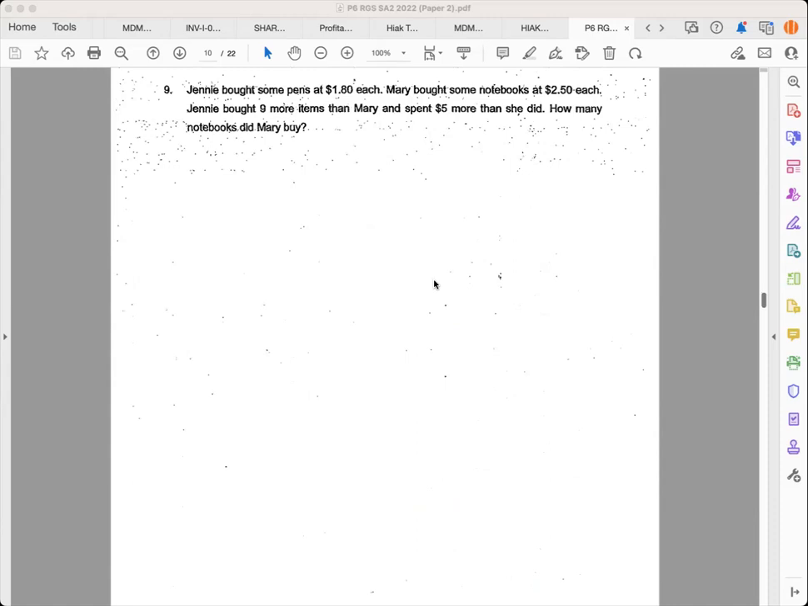So Ginny bought some pens at 180 each. Mary bought some notebooks at 250 each. Jenny bought 9 more items than Mary and spent $5 more than she did. So there are 2 total differences. One is the quantity total difference of 9 more, and one is the value total difference of $5 more. So we need to do 2 models. The first model will be a quantity difference model.